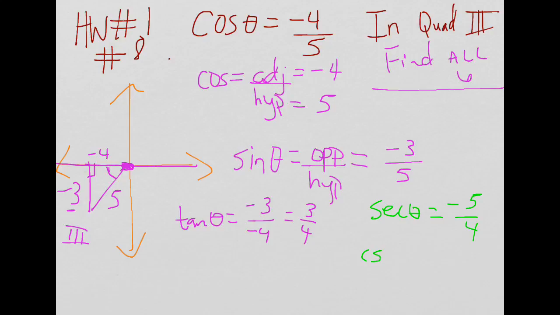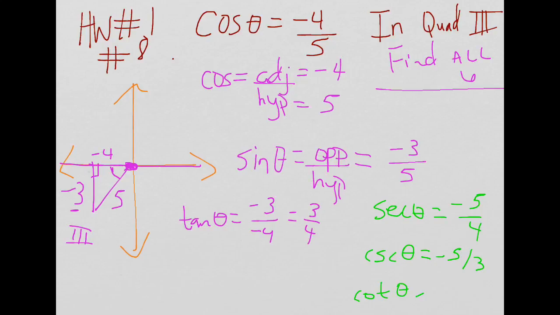Cosecant goes with which one? Sine, so it's going to be negative 5 over 3. And then the cotangent is going to be 4 over 3. So are there any questions?